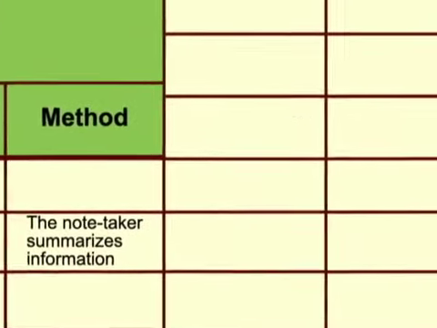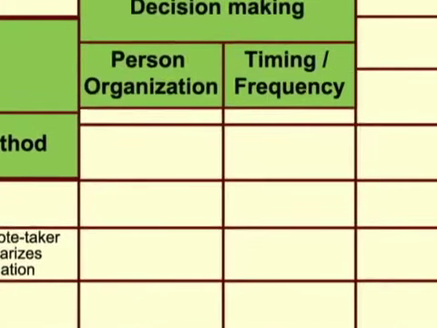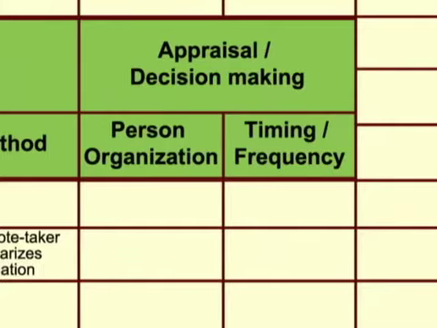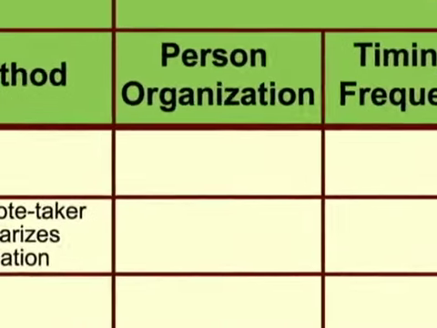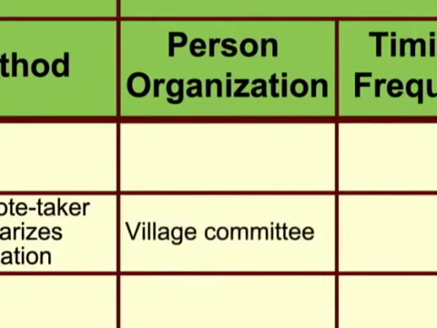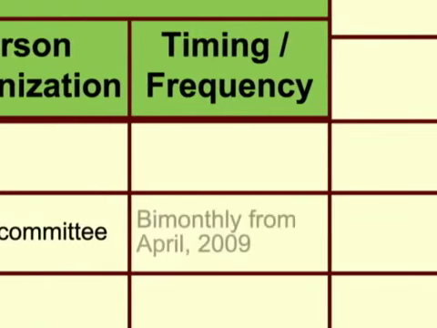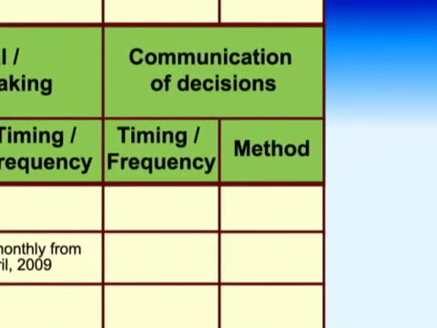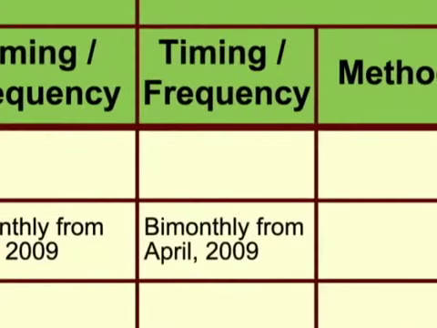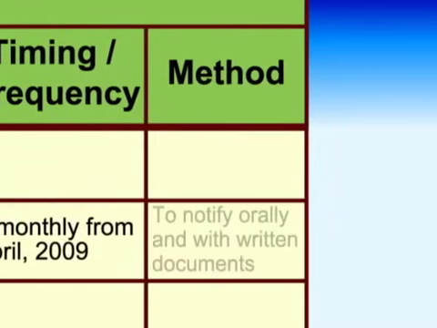Now, let us have a look at the cells corresponding to appraisal or decision-making. In regards to who makes the decisions, let us state that it will be the village committee and set the timing and frequency as bi-monthly from April 2009. Then we have the communication of decisions. Let us state bi-monthly from April 2009 for timing and frequency, and to notify orally and with written document for the method.